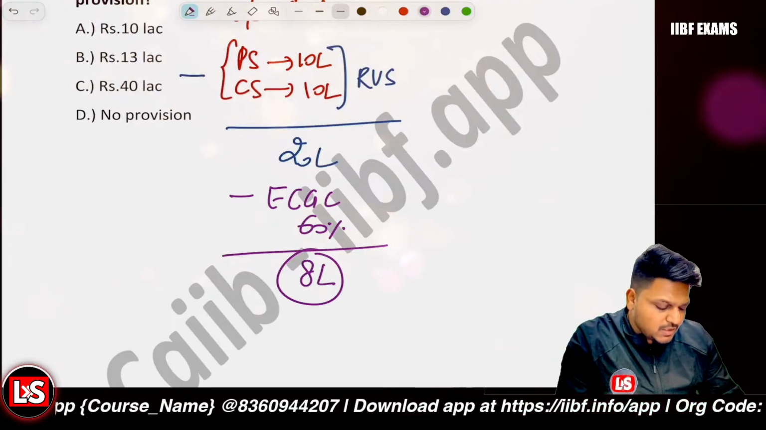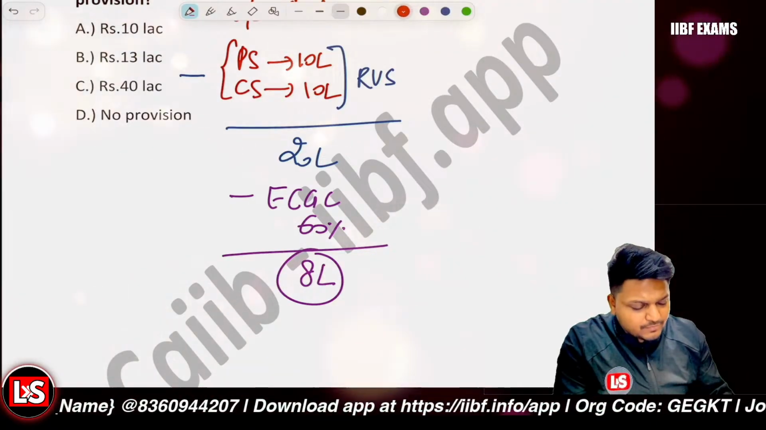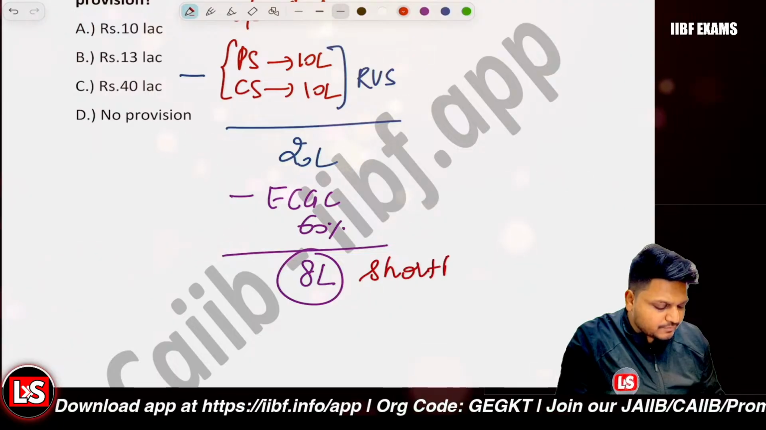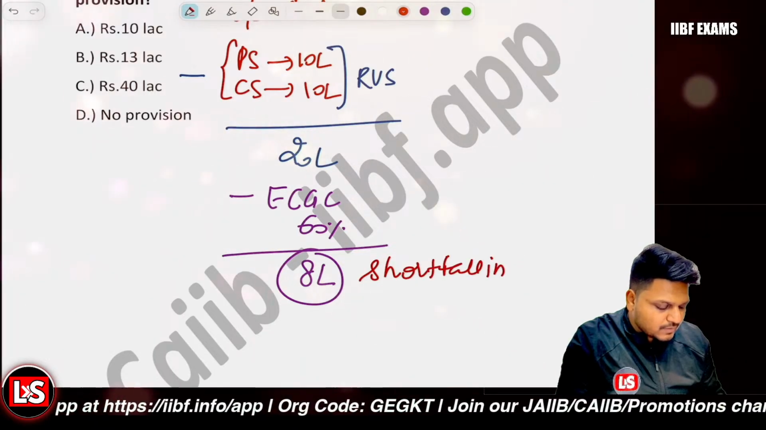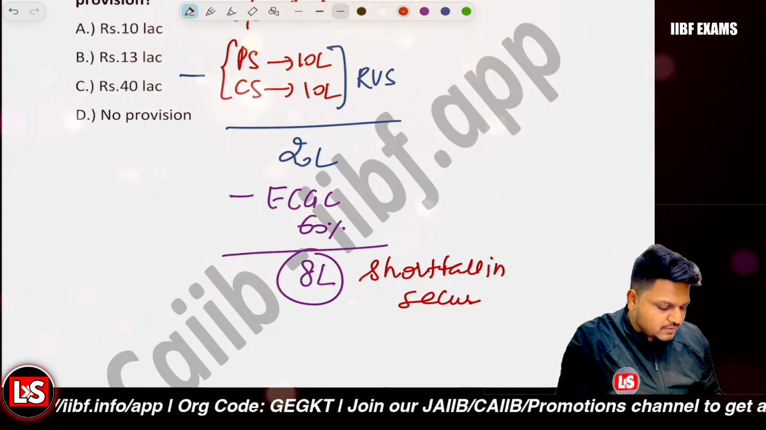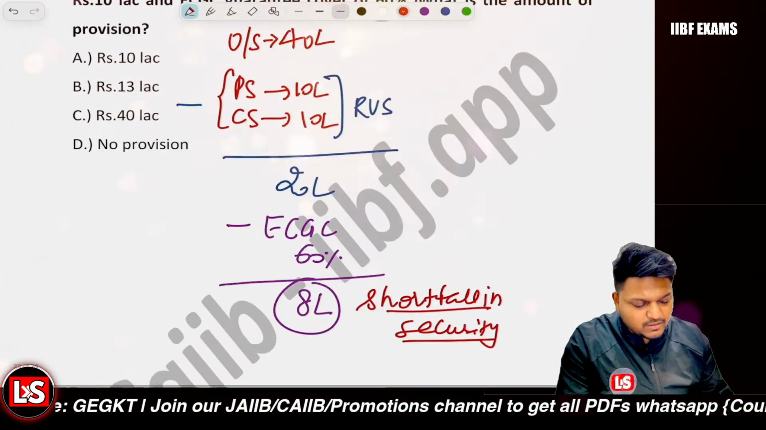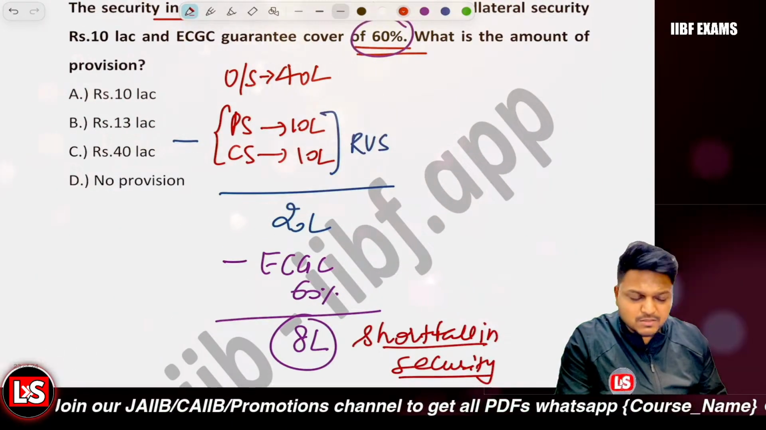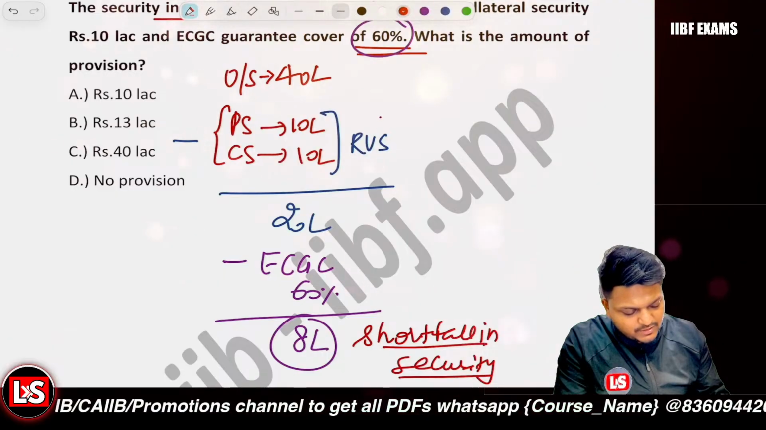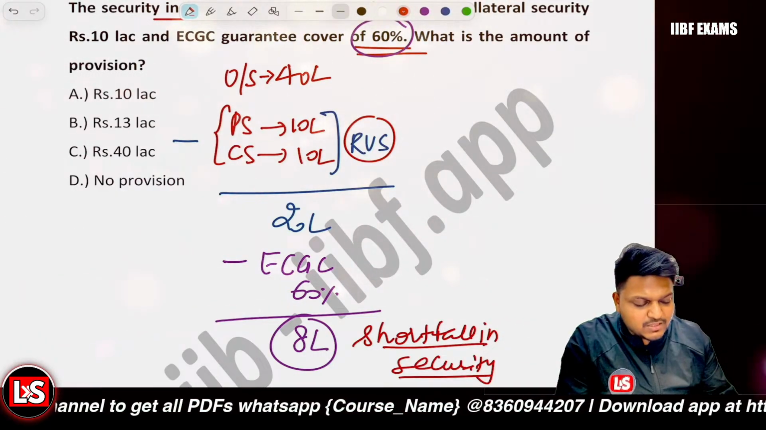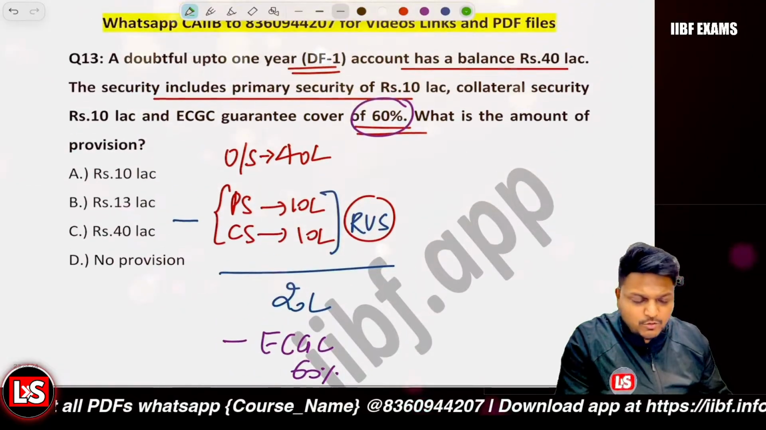Now this 8 lakh is showcasing what? This is indicating the shortfall in security. For this balance, no security is available. For the 20 lakh rupees, the security is available. So it is related to DF1.